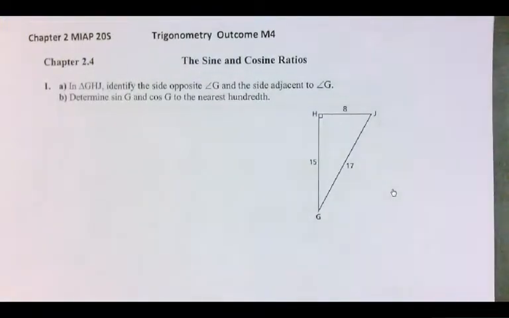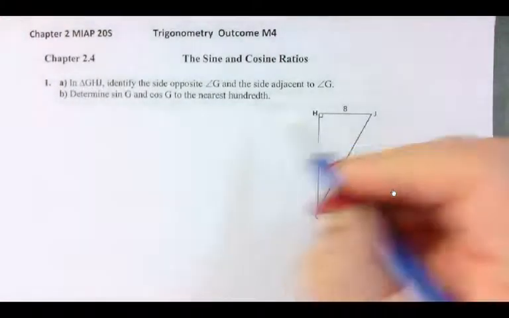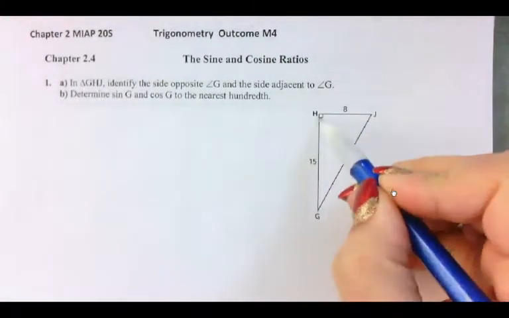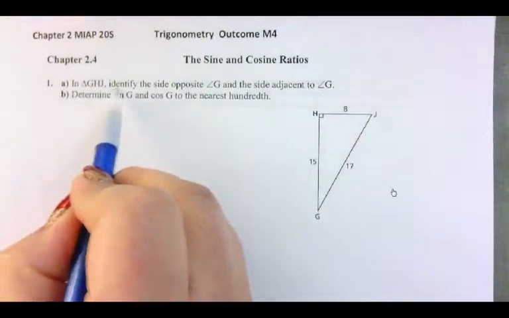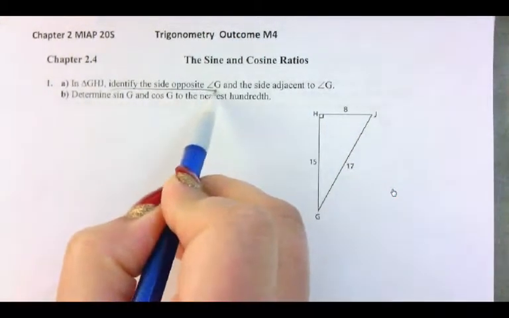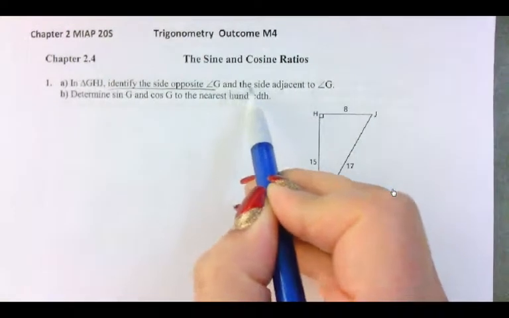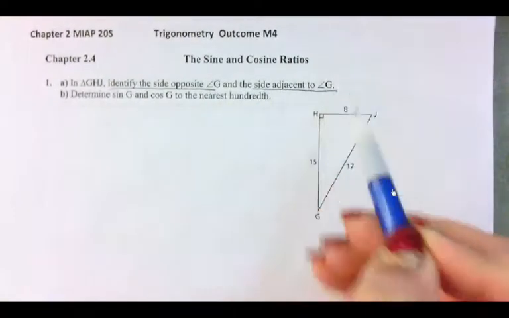Okay, so let's get started with section 2.4. This question is looking at, we're going to be using the sine and cosine ratios. So we've got this triangle G, H, and J, and we have to identify the side opposite angle G, and then we have to identify the side adjacent to angle G.